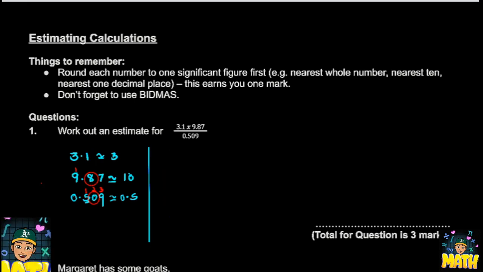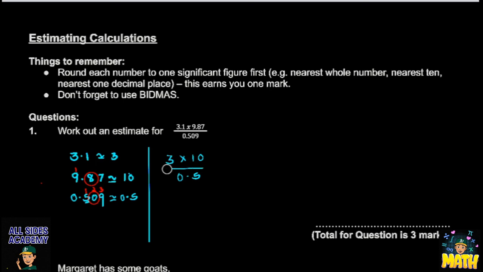Right. So now that we have rounded those numbers to one significant figure, we are going to try and calculate this using the numbers we have. So 3 times 10 is going to be 30. So we'll write that down. 3 times 10 is given by 30 and then 0.5. So I need to get rid of this decimal place.